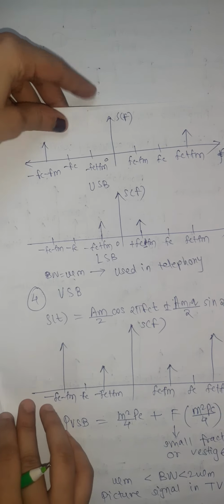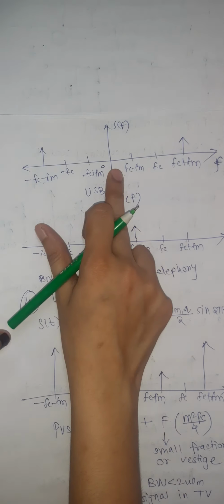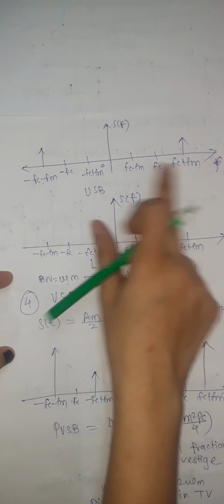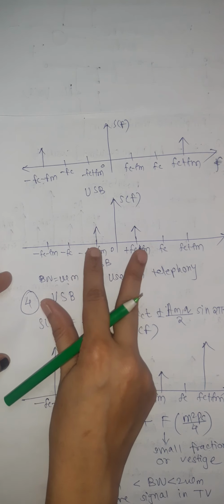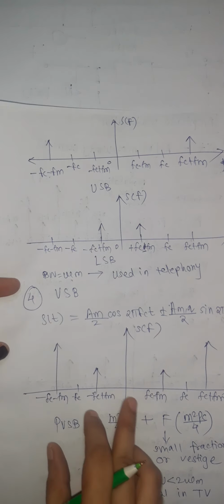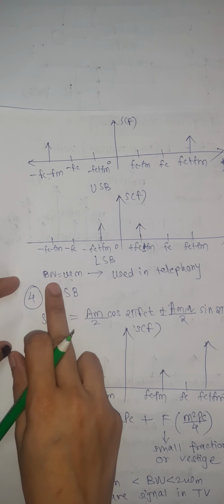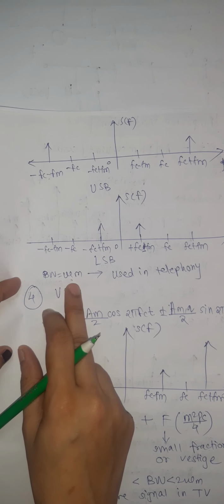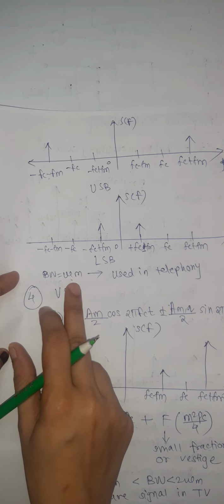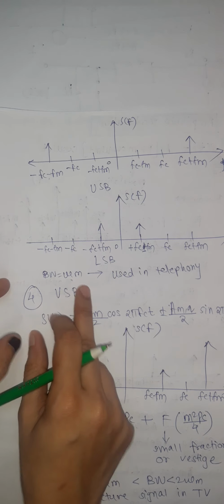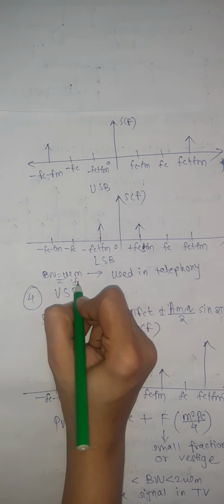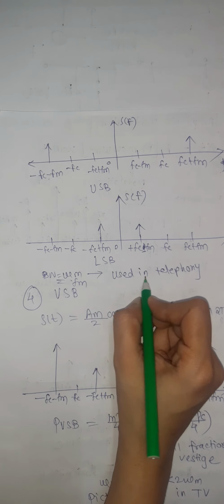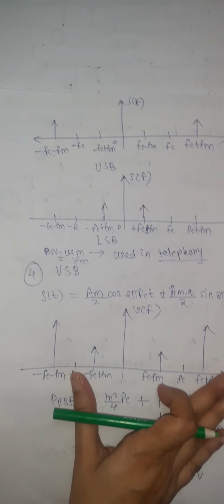Now the spectrum of SSB: this spectrum is for the upper sideband, minus fc minus fm, fc plus fm, and this is for the lower sideband. Now the bandwidth of this SSB is fm only, or we can write it as omega m. Omega m is equal to 2 pi fm, then the bandwidth in hertz will be fm, and it has application in telephony.